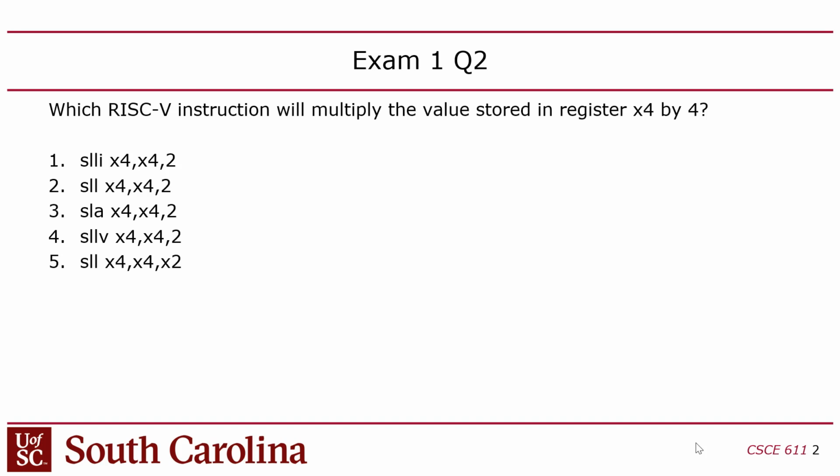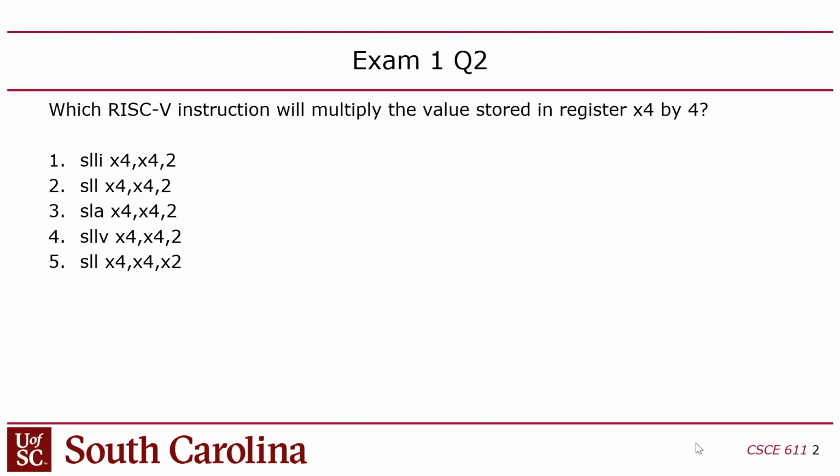I mean, unless X2, if X2 has 2 stored as the value, number 5. Oh, yeah, true. Shift left logical, X4, X4, X2. If X2's value is 2, then it would work, but we don't know that. Yeah, that's a good point. I hadn't thought of that.